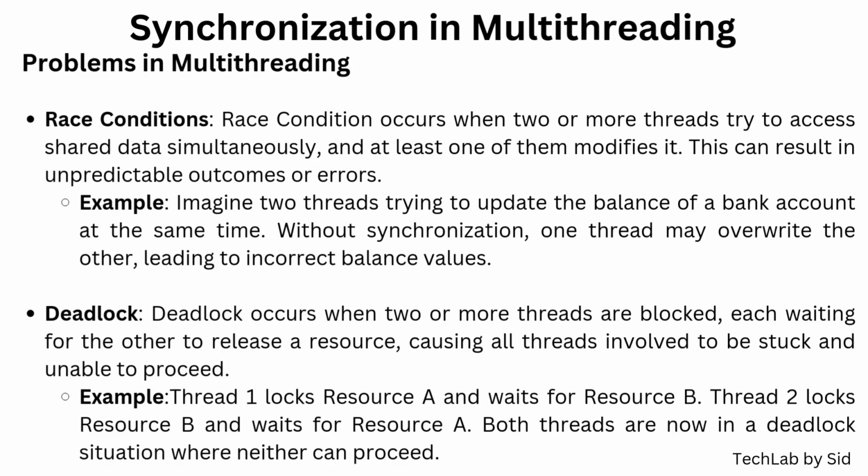Deadlock happens when two or more threads are each waiting for the other to release a resource, causing them to become stuck. For instance, if thread 1 locks resource A and waits for resource B, while thread 2 locks resource B and waits for resource A, neither thread can proceed, resulting in a deadlock.